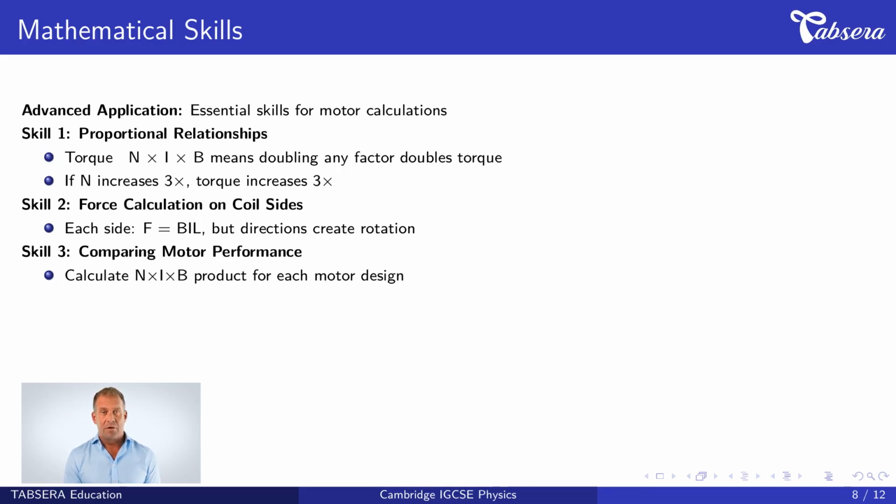Second, force calculation on coil sides. Each side experiences force F equals BIL, but the forces act in opposite directions on opposite sides, creating rotational motion rather than linear motion. Third, comparing motor performance. To compare different motor designs, calculate the N times I times B product for each. The motor with the larger product will have greater turning effect and better performance.